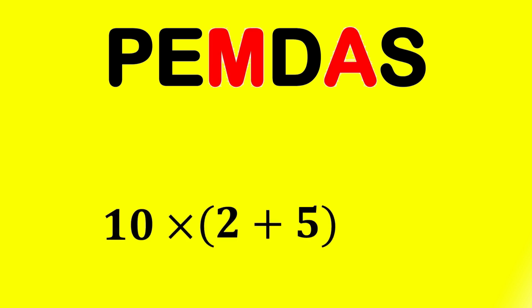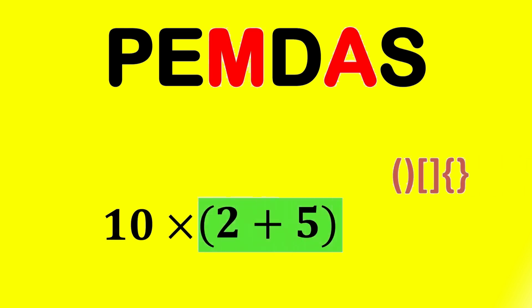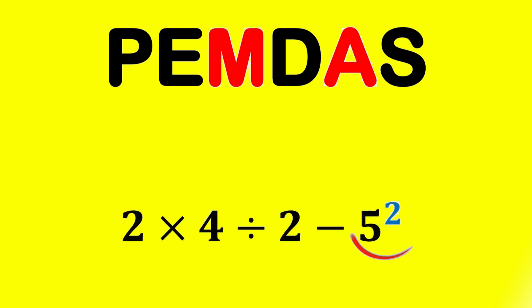Parentheses always come first. If something is grouped using brackets or round symbols, you must solve that part completely before touching anything else. Even if the math inside the parentheses is complicated, you do all of it first. Next come exponents. These are powers. For example, 5 raised to the power of 2, which means 5 multiplied by 5. If you see any powers in the problem, you handle them after completing all the parentheses.